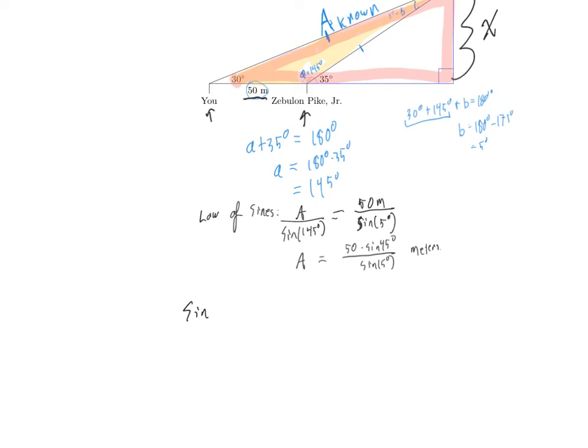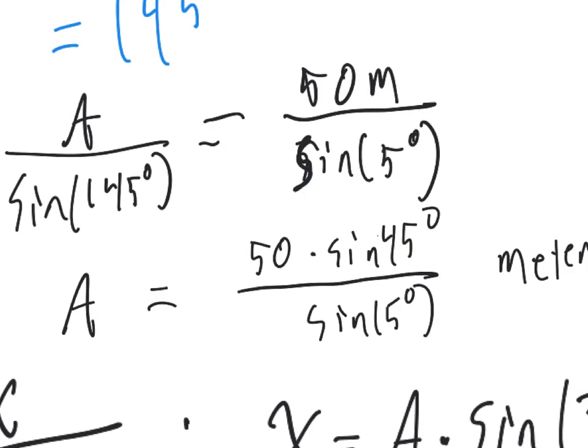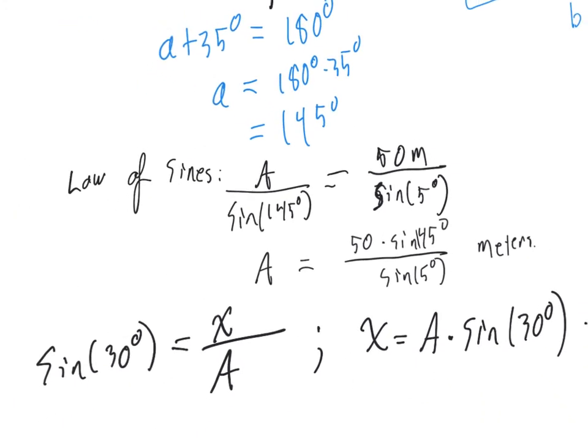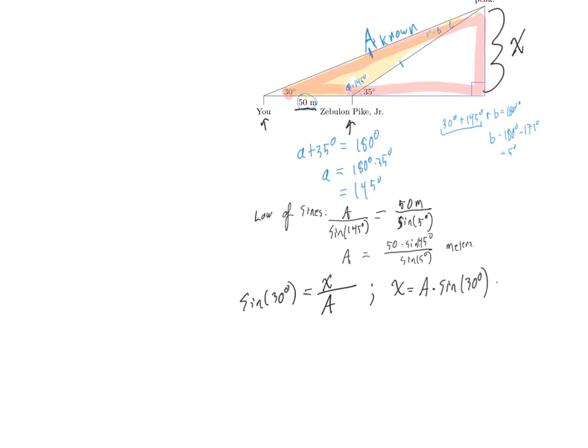So, sine of 30 degrees is equal to opposite divided by hypotenuse. I can solve that for x. X is equal to A times the sine of 30 degrees. Well, I know what A is. A is 50 times the sine, not of 45 degrees, Chris, sine of 145 degrees. That's the type of mistake that can cost you in the end. That should have been 145 degrees because that's this angle.